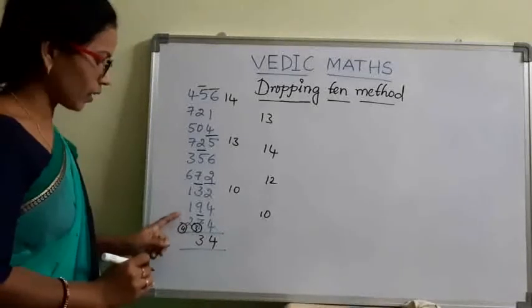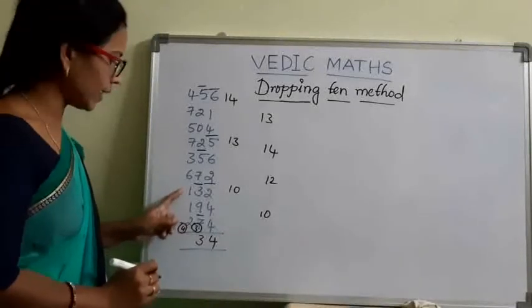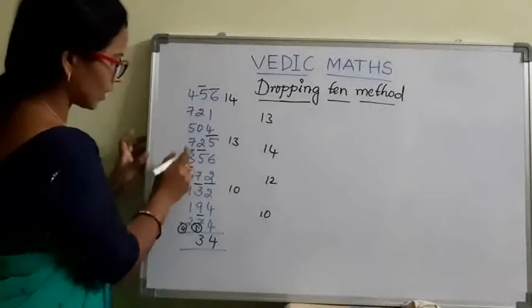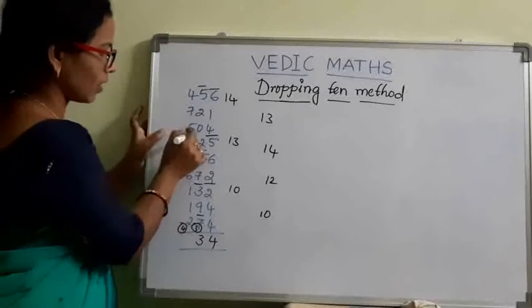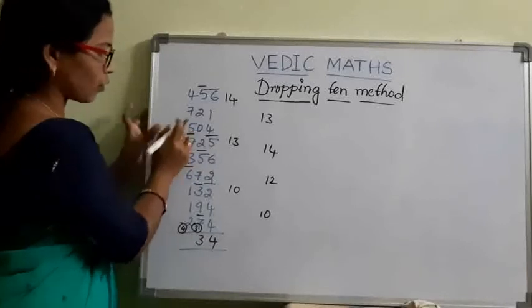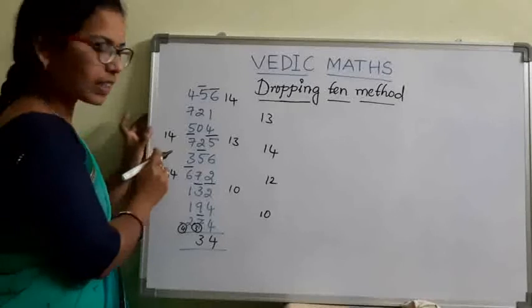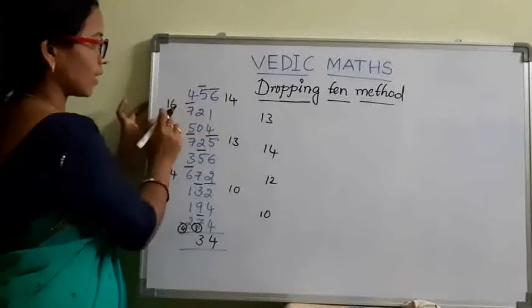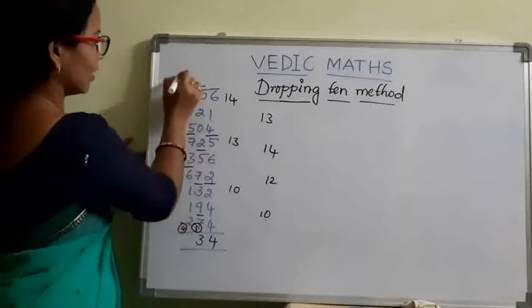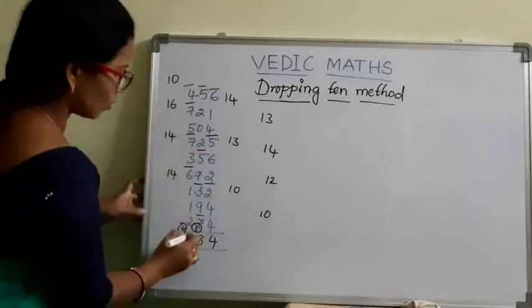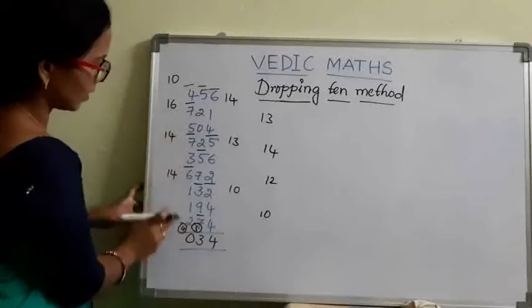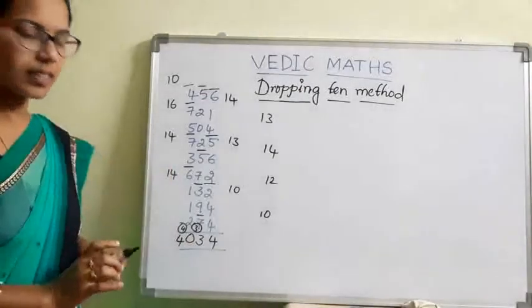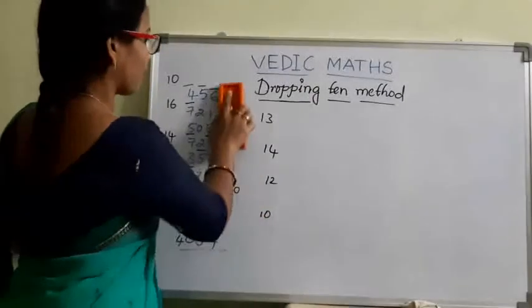4 plus 2, 6. 6 plus 1, 7. 7 plus 1, 8. 8 plus 6, 14. Drop 10, carry 4 to the next number. 4 plus 3, 7. 7 plus 7, 14. Drop 10, carry 4 to the next number. 4 plus 5, 9. 9 plus 7, 16. Drop 10, carry 6 to the next number. 6 plus 4, 10. 10 means write 0 down here. Number of lines here: 1, 2, 3, 4. The answer is 4034. Yes. Hope you might have understood.